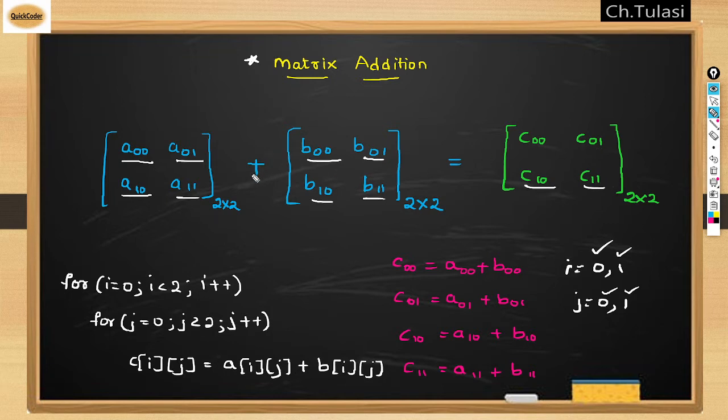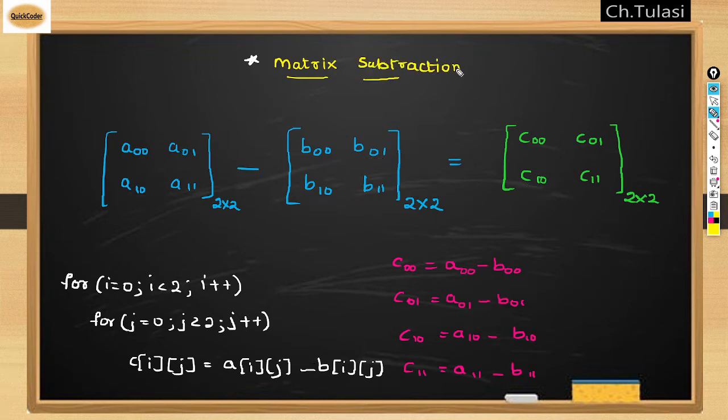Instead of taking all these pluses, see here subtraction is also very easy. Instead of taking plus, we take minus. So C of 00 is equal to A of 00 minus B of 00. Like this, at last, A of ij minus B of ij. So that's it about matrix addition and subtraction.